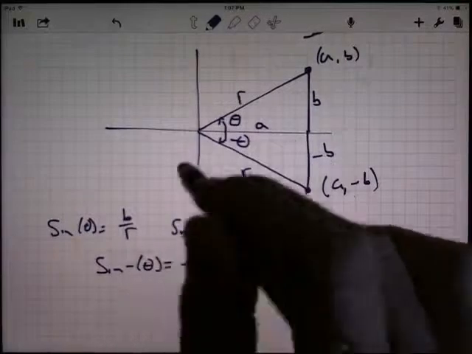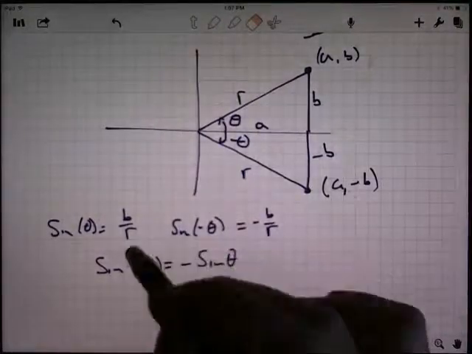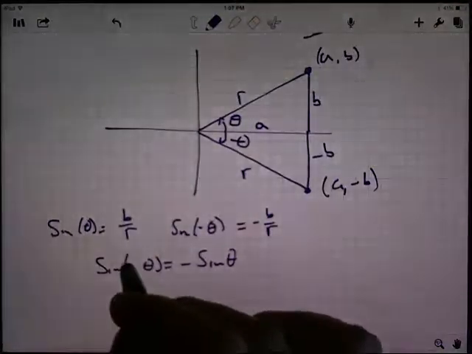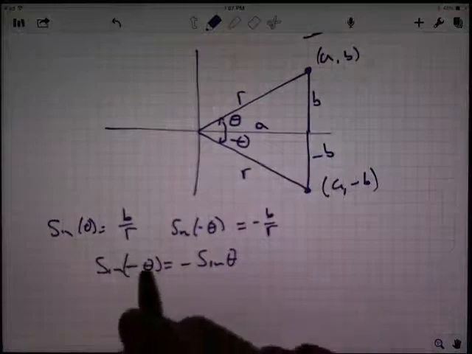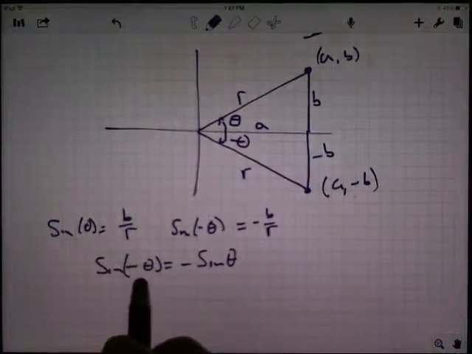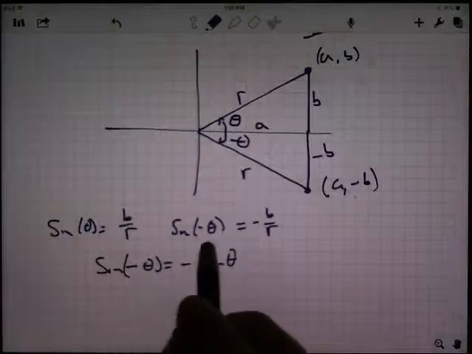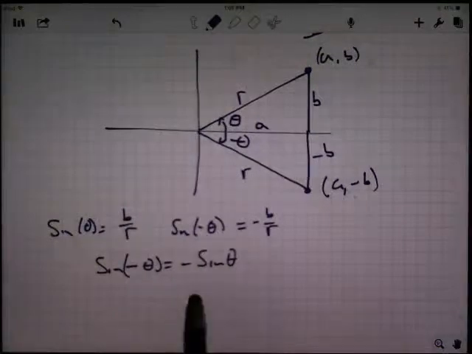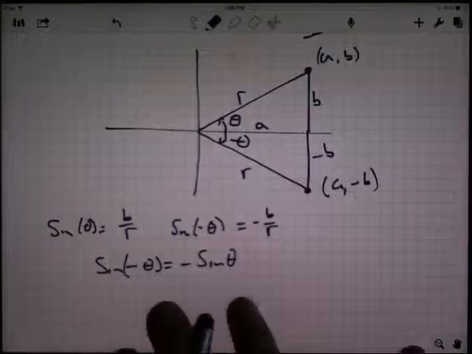And I didn't write this right. I want the sine of negative theta, so I want the negative in there with the theta, is negative sine of theta. Here, the opposite angle will give you the opposite result. Opposite meaning the negative result. Okay.